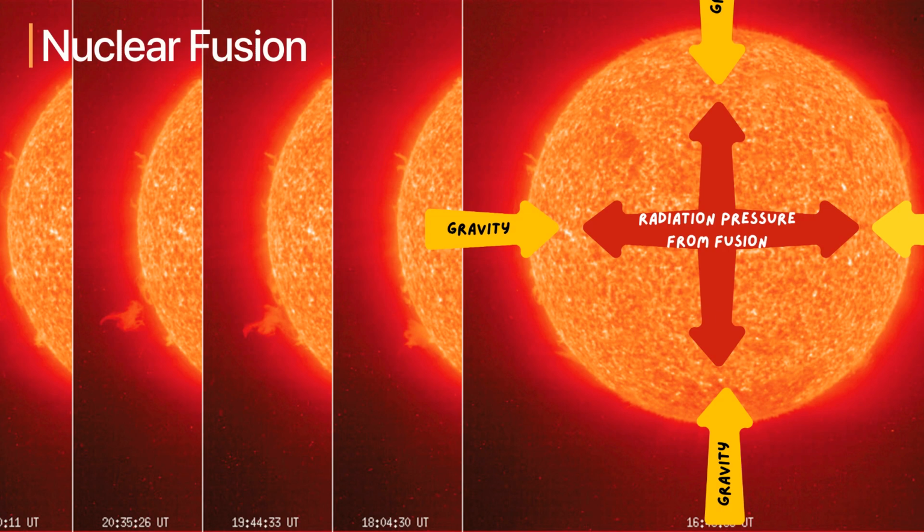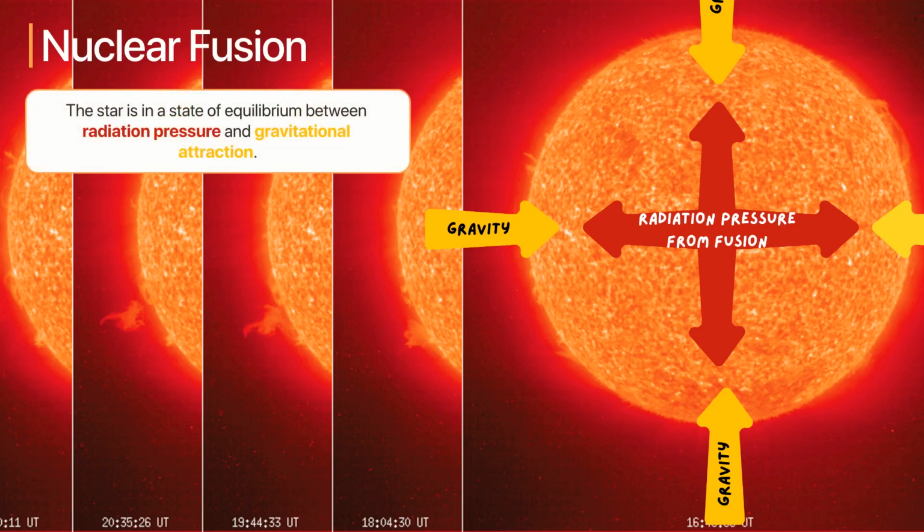Main sequence stars are the most abundant stars in the universe. Our Sun is a prime example of a main sequence star. During this stage, the star is in a state of equilibrium where two main forces are at play: radiation pressure and gravitational attraction.